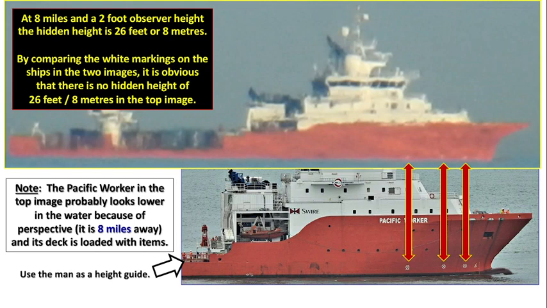By comparing the white markings on the ships in the two images, it is obvious that there is no hidden height of 26 feet or 8 meters in the top image. Note, the Pacific Worker in the top image probably looks lower in the water because of perspective. It is 8 miles away and its deck is loaded with items. Use the man as a height guide.